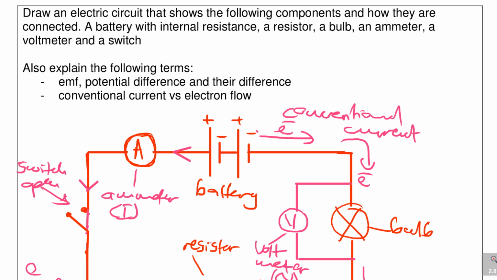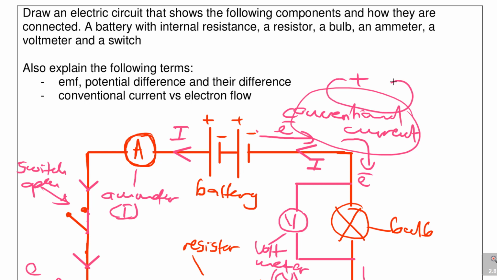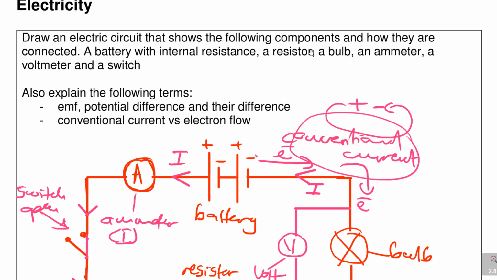So when you close that switch, that's how current will be flowing. Remember I said we use I. So current will be flowing from positive all the way back to negative. That is what is called conventional current. So conventional current is from positive all the way to the negative terminal of the battery. Always remember that. So they say how the following components are connected.